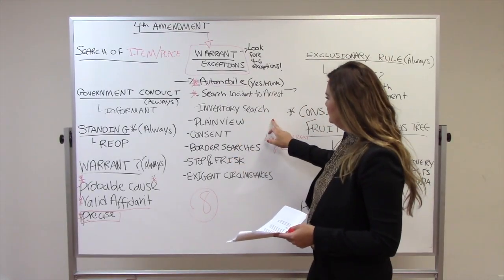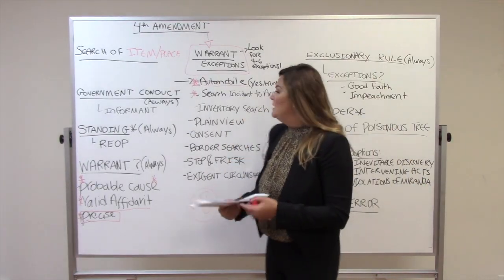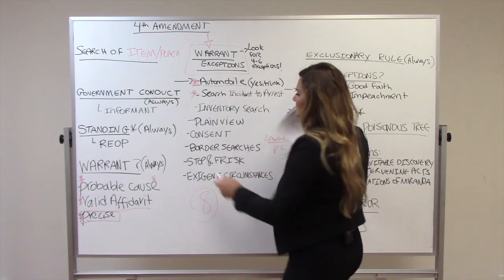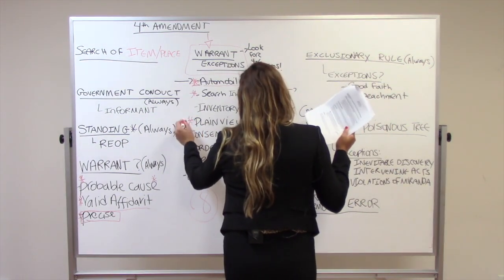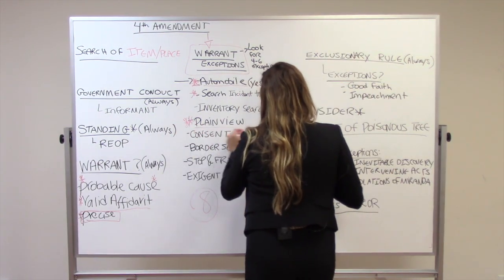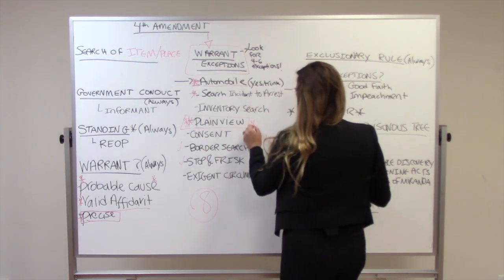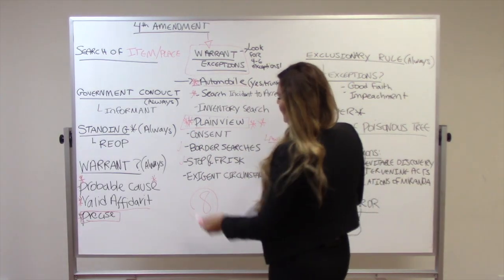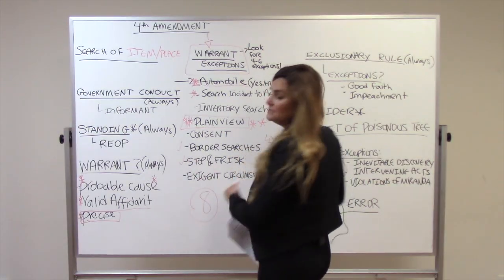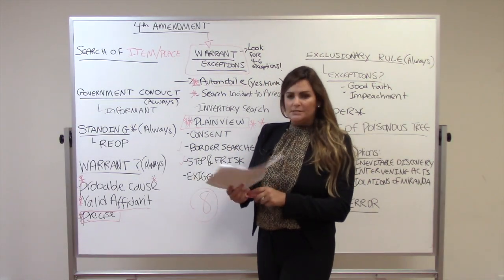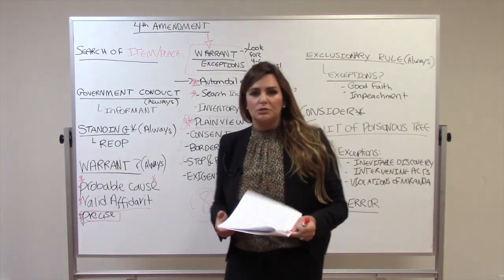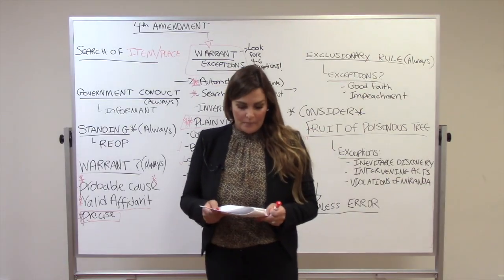Inventory searches comes up a lot. Plain view is one that I want you to always consider. It's kind of like a fallback. It comes up almost every time. So make sure that you take note of the plain view exception. We also have border searches and stop and frisk. Stop and frisk I want to clarify something on. So if you can turn to your approach to that section.